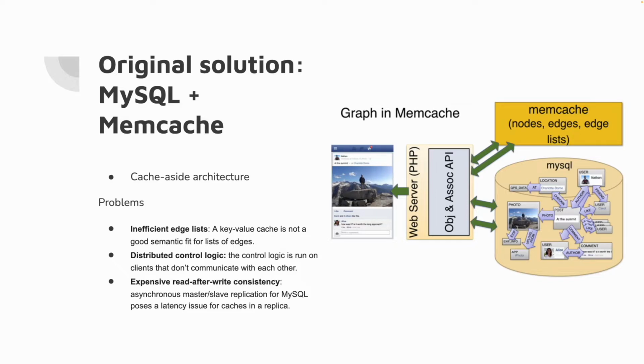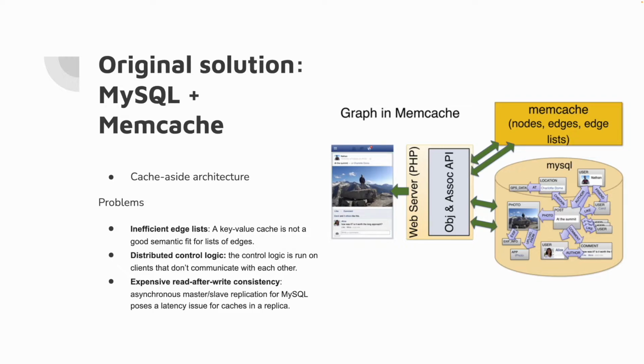This is a very common open source solution. We can use MySQL as storage and also Memcache as a cache to accelerate read speed. This is a kind of cache-aside architecture. But this solution has its problems. The first problem is inefficient edge lists. The social graph is composed of nodes and edges, and the edge list is the relationship between the nodes. For such a list, a key-value cache is not a good semantic fit for a list of edges.